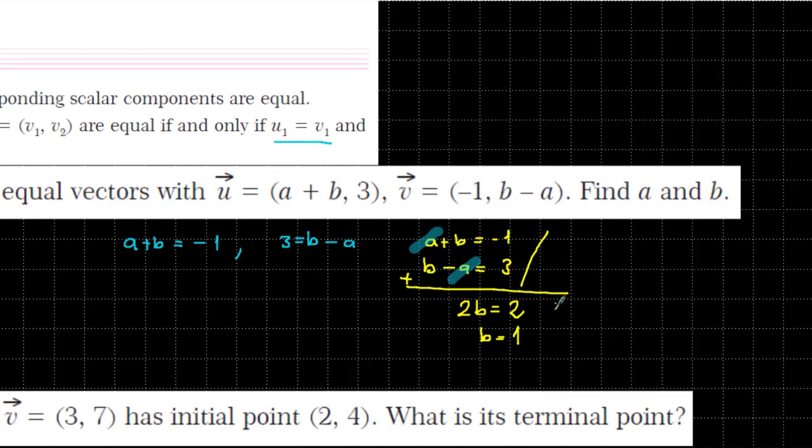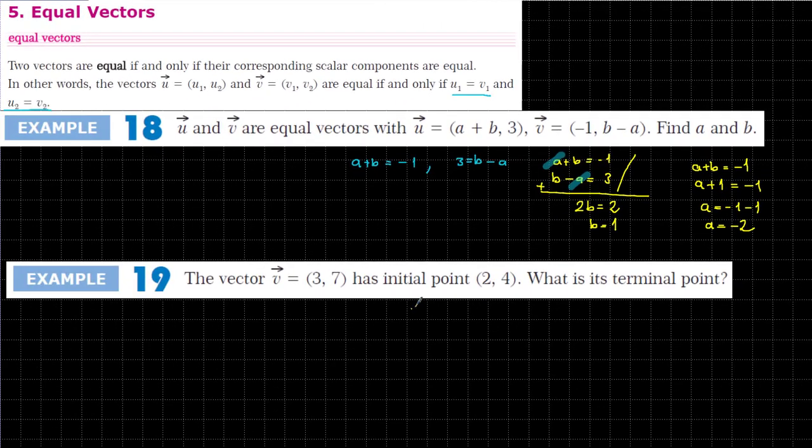Okay, then if b is equal to 1, we are going to find the value of a. a plus b is equal to -1. We found that b is equal to 1, so a plus 1 is equal to -1, and a is equal to -2.